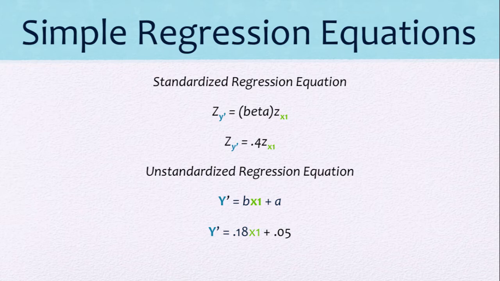The raw score equation takes a bit more calculation to formulate. However, I have included a hypothetical raw score equation here. And so we can interpret our raw or unstandardized slope, b, here to mean that as aptitude increases 1 unit, high school grades increase by 0.18 units. We can also interpret the y-intercept to mean when aptitude is 0, high school grades will be 0.05.